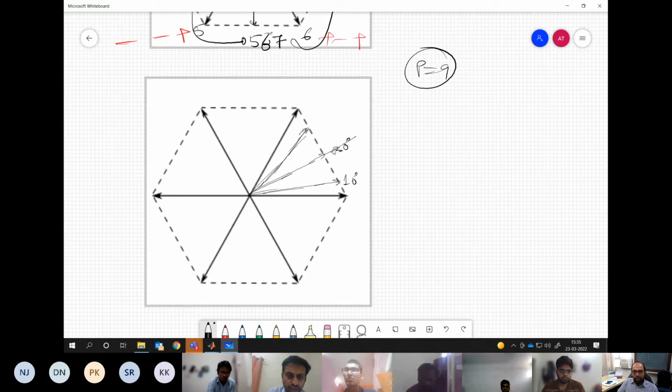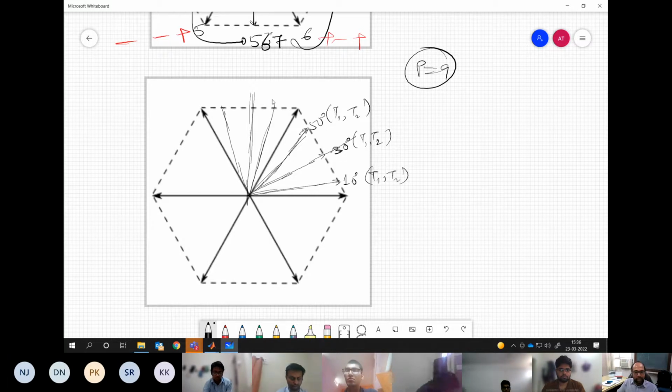So our samples are located here. For each sample, we have computed a separate T1, T2. This also has T1, T2. This also has T1, T2. Fine. Again, the next sector will also have 3 samples, each located at the respective 10 degree, 30 degree and 50 degree sector angles.